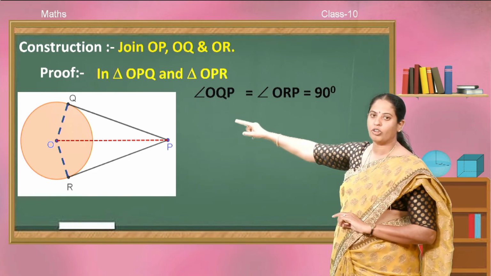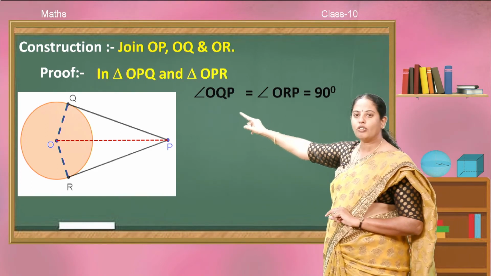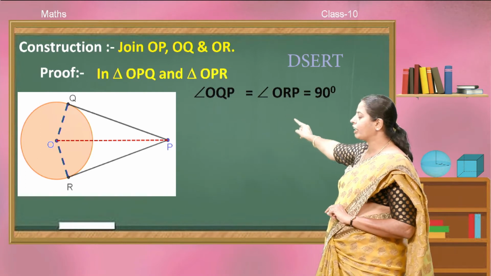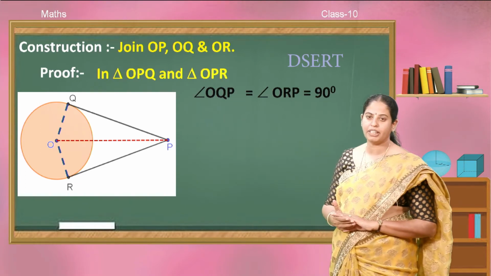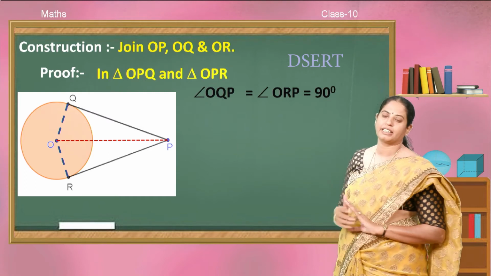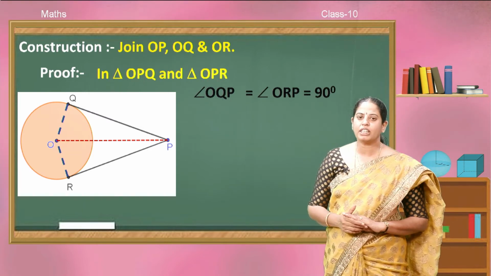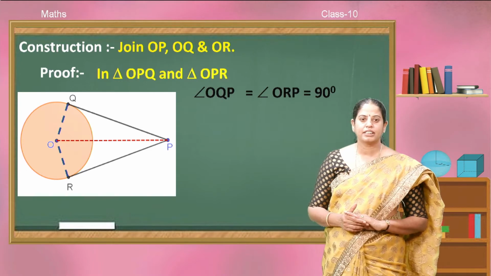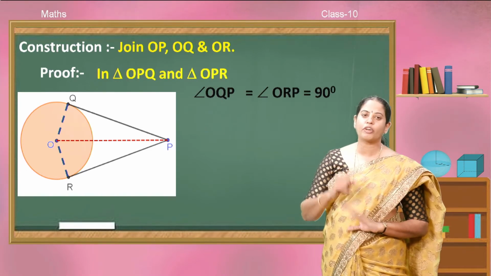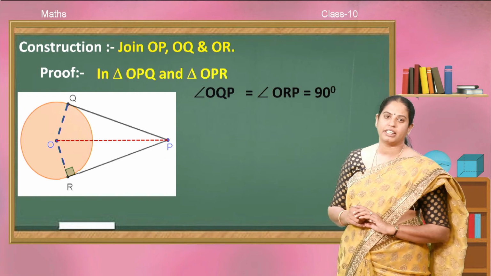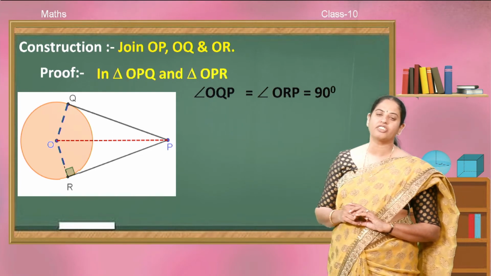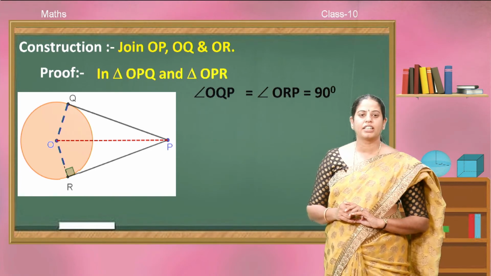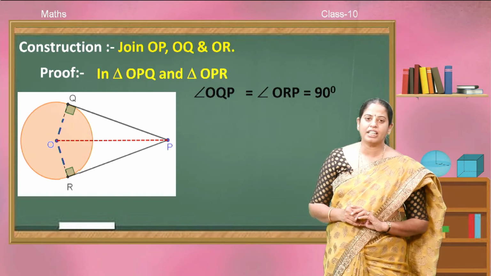In triangle OPQ and OPR, angle OQP is equal to angle ORP, that is equal to a right angle. So how did we come to know that these two angles are right angles? Yes, according to theorem 4.1, the radius drawn at the point of contact is perpendicular to the tangent.